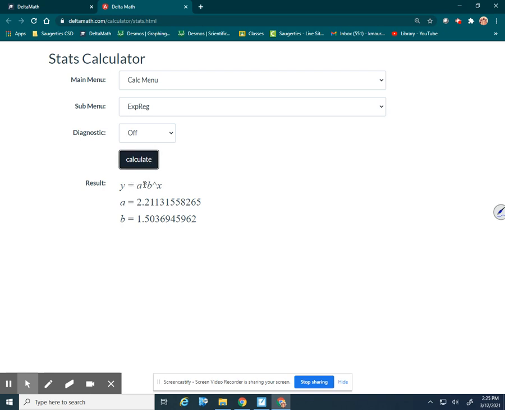So this little thing means times, and that means exponent. So what this is saying is y equals a times b to the x. Okay, so let's do 1 decimal place. I'm going to do 2.2 and 1.5.